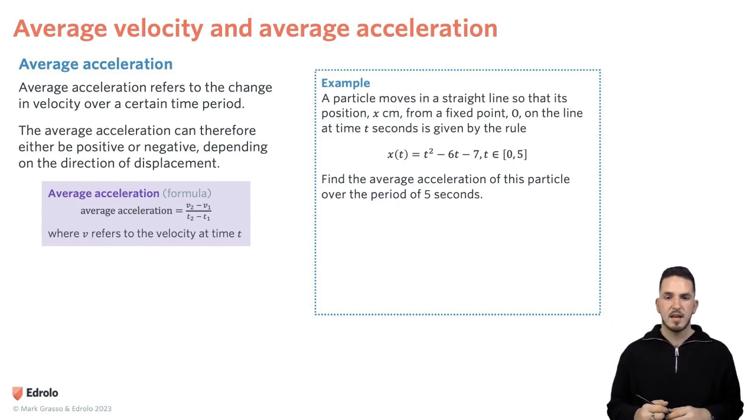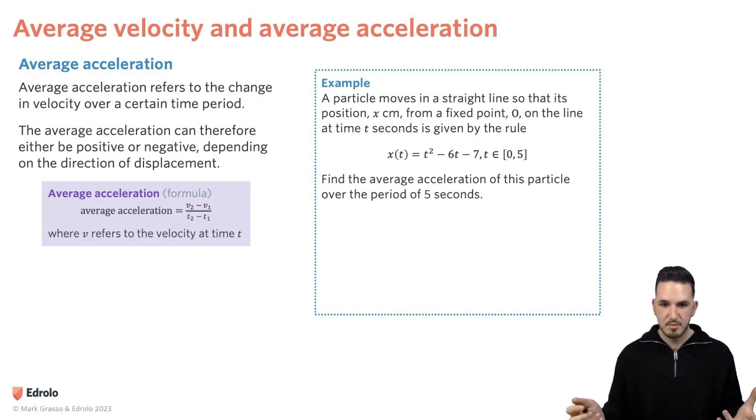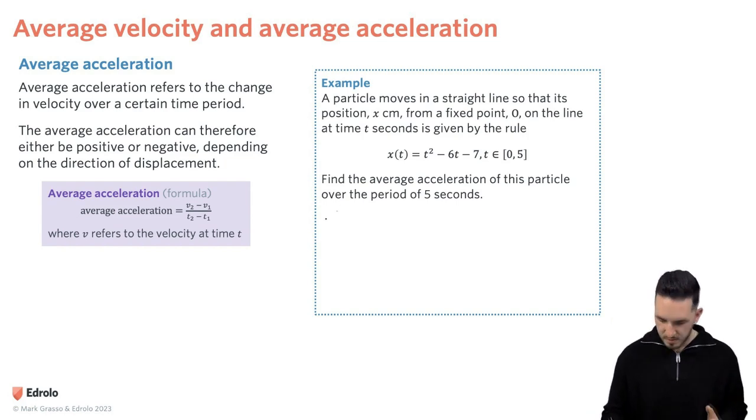So let's take a look at this example. Again, a particle moves in a straight line, everything is the same as the previous example. However, now we want to find the average acceleration of this particle over the period of 5 seconds. So the first thing we have to find is the velocity. Well, we know velocity is just equal to the first derivative of x of t. So this is going to be 2t minus 6.